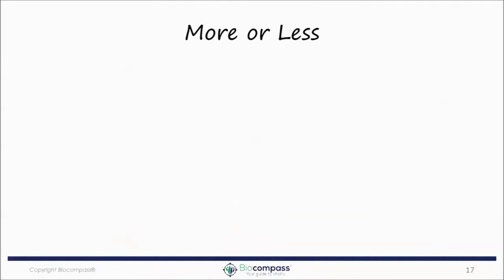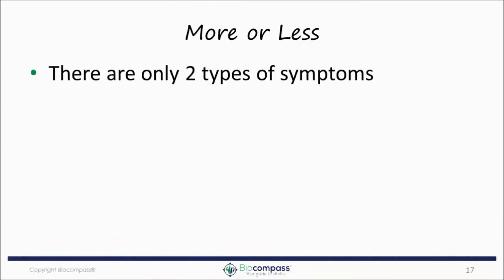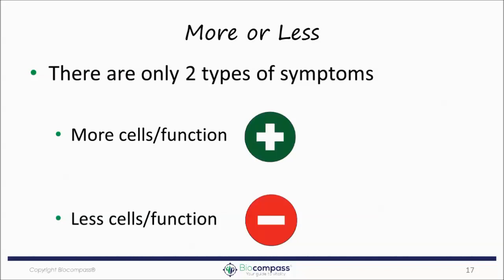So thinking of that and working towards that, there are only two types of symptoms. There are about a couple of hundred symptoms that are in the anatomy books or in the pathology books. There are actually two. You can divide them all into two types. Either it's more cells or more function, or it's less cells or less function. For example, a tumor is more cells or more function, and diabetes is less insulin, so it's less cell function.